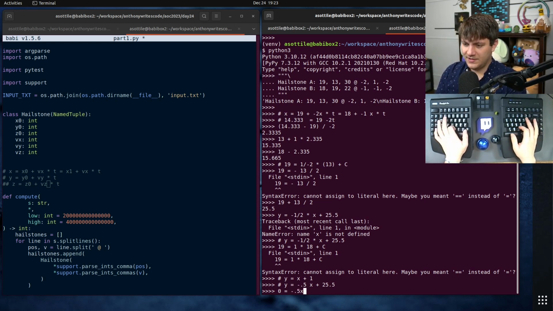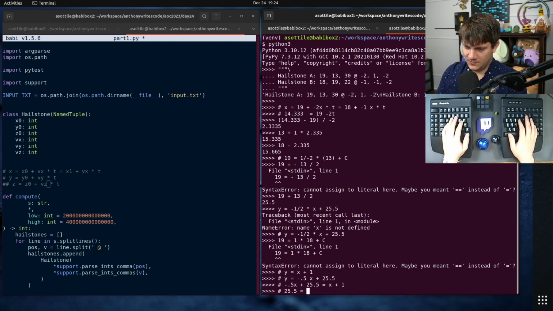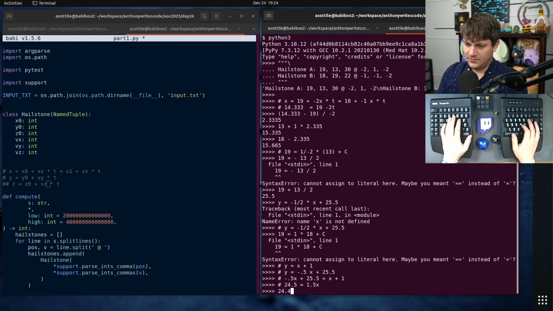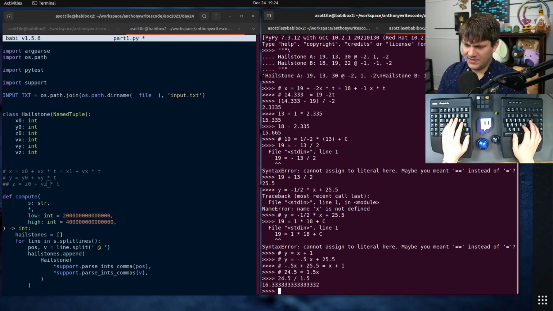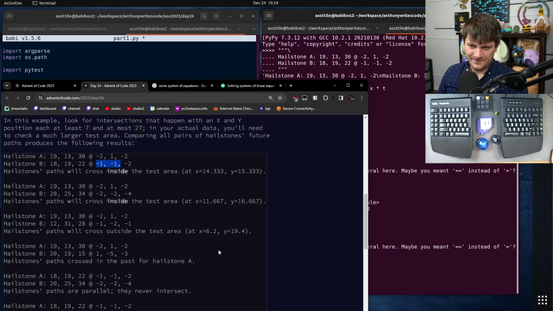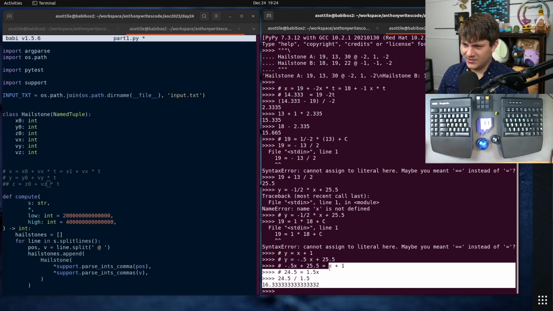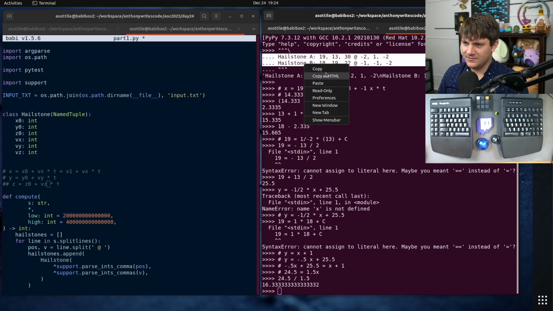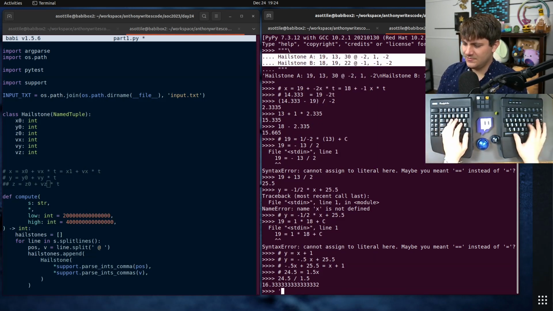So negative 0.5x plus 25.5 equals x plus 1. So we add 0.5x to both sides, then we get 25.5 equals 1.5x plus 1. Subtract 1, 24.5. 24.5 divided by 1.5. That's a different number. Shit. It's similar to the numbers. Maybe I just wrote this down wrong. Let me try this one more time.